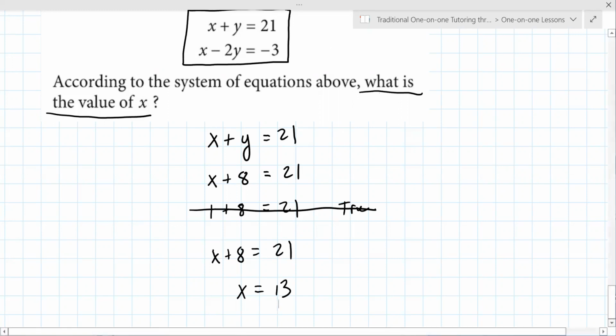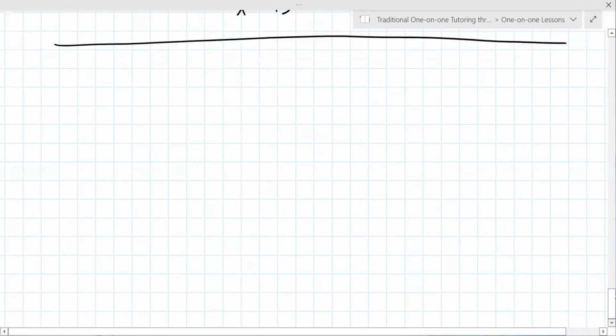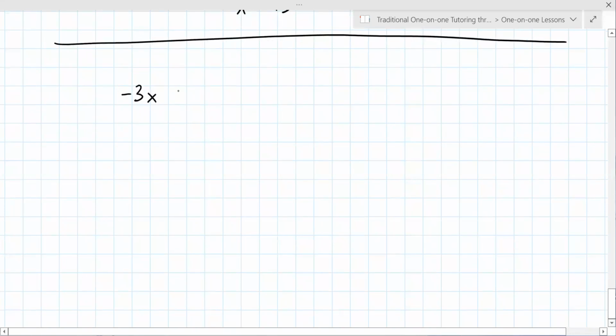All right, let me give you another one here to solve. Let's say it is minus 3x minus 4y equals 20, and 3x minus 30y equals 48.